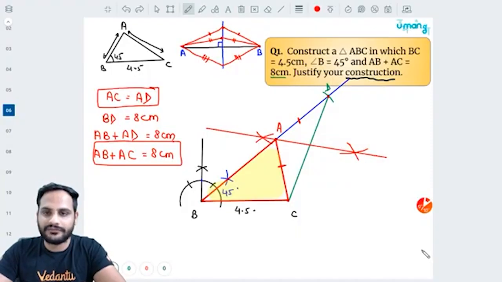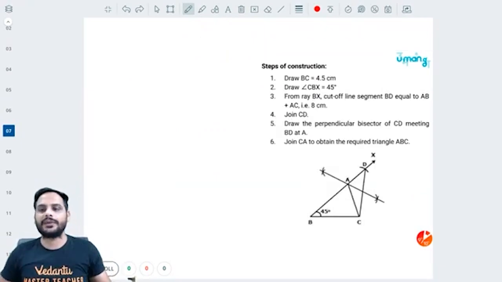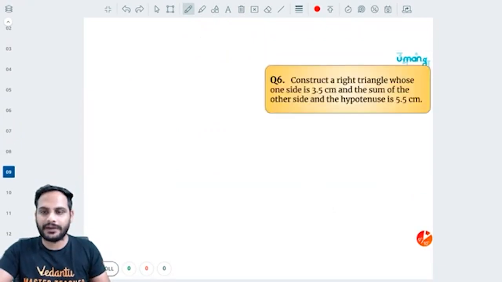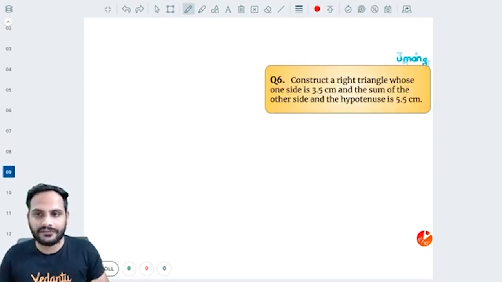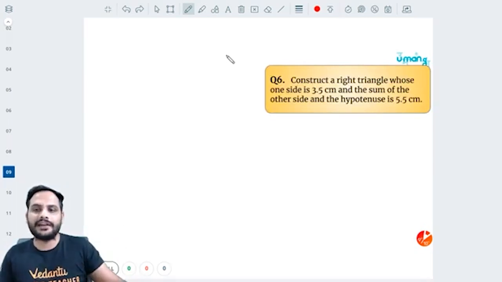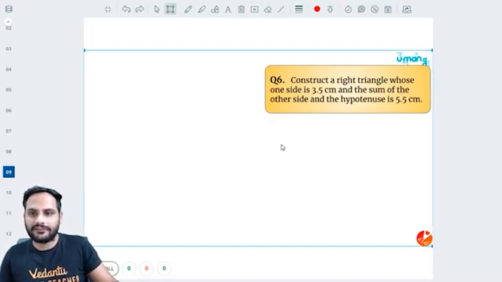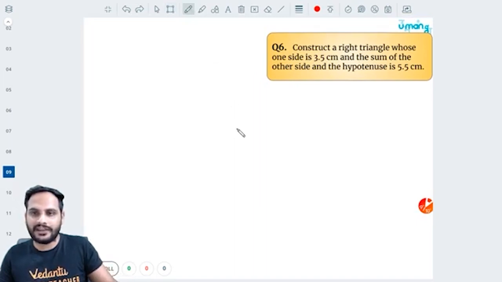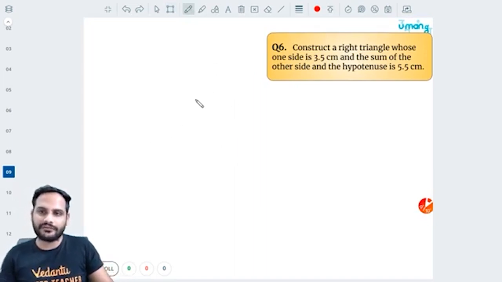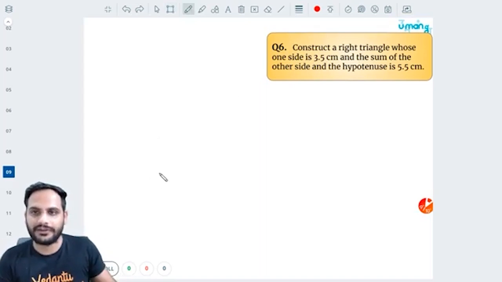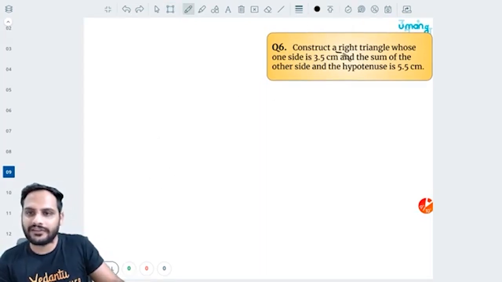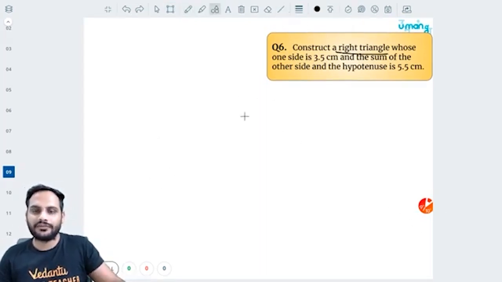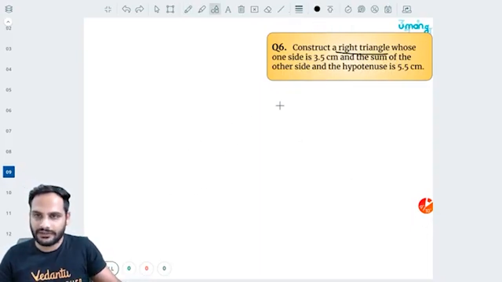Now, the next question coming to us is this. Okay, acha, this is just the justification part. Next question. Construct a right triangle whose one side is 3.5 centimeter and the sum of the other side and hypotenuse is 5.5 centimeter. Now see, don't be afraid over here. Sir, one side is given, the sum of the other side and hypotenuse is given as 5.5, angle is not given. So you need to read carefully. It is given as a right angle triangle. Correct? So first draw the base of 3.5 centimeter.